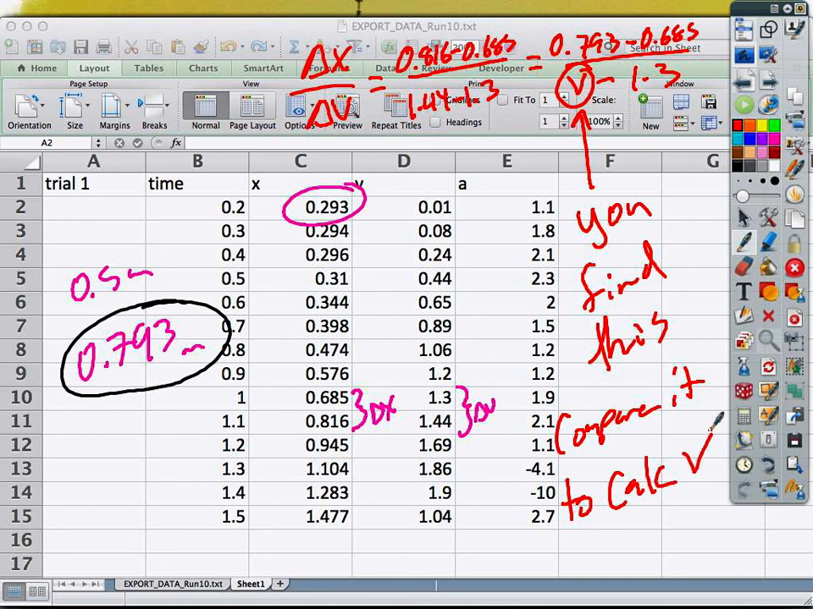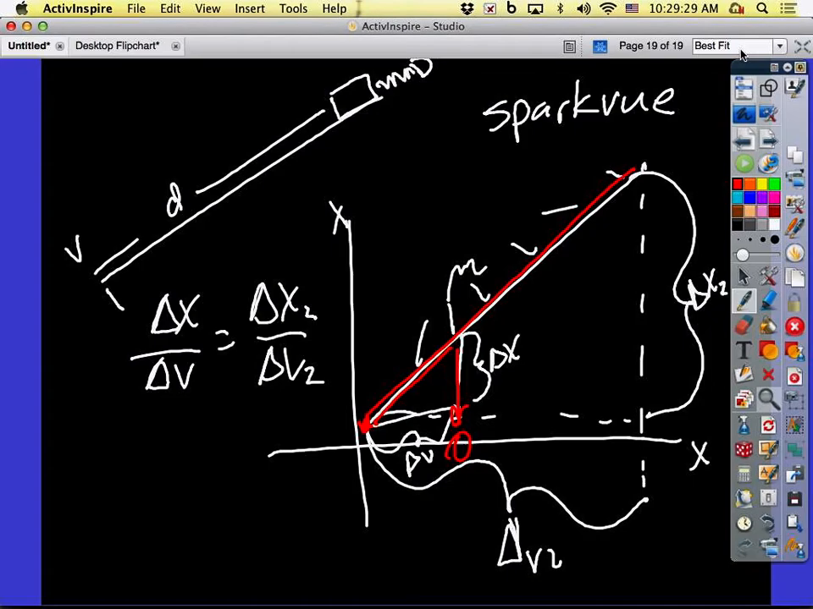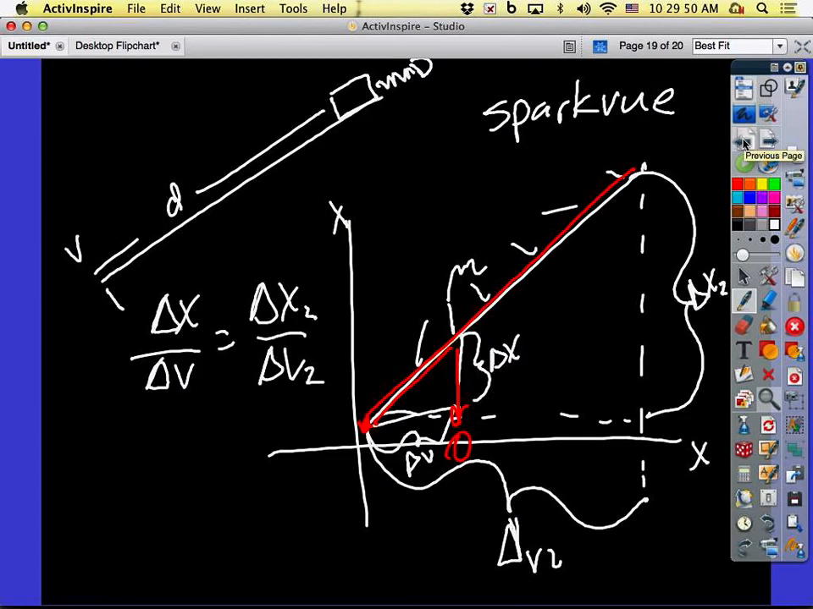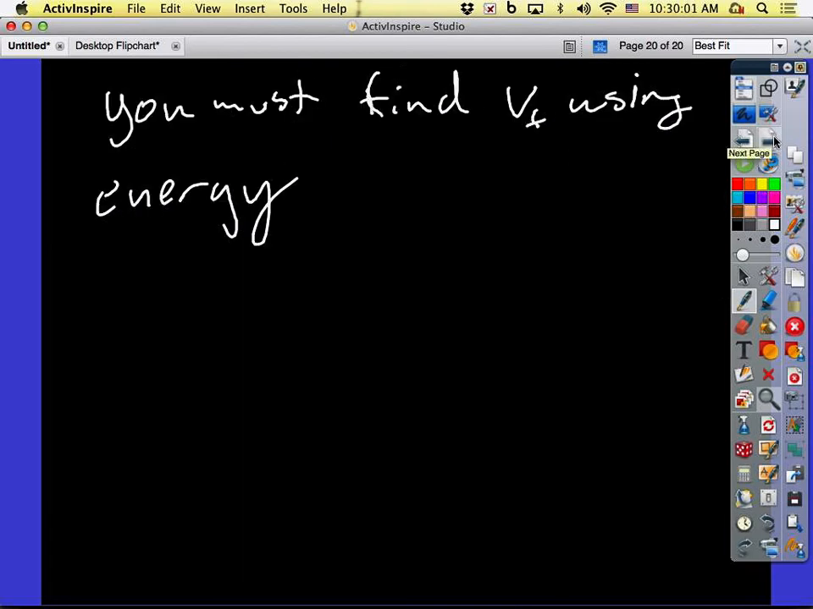Now, you calculated V with g sine theta, right? So let me say that now. You must find V final using energy. If we look at this, there is some potential energy at the top of this thing and some kinetic energy at the bottom. Figure out how fast the cart was supposed to be going based on your energy analysis. And you should discover something.